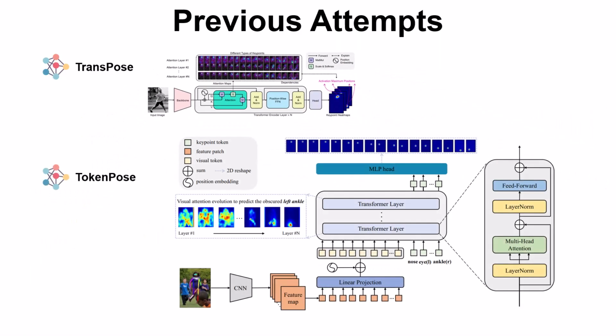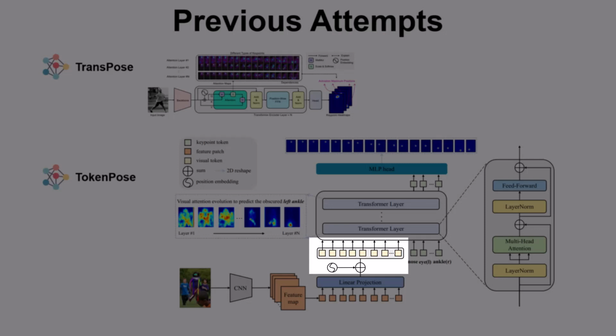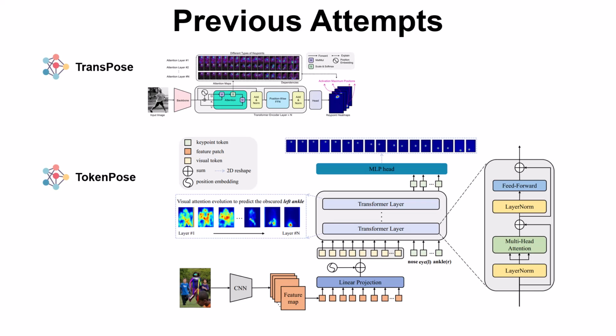The other attempt is TokenPose, and TokenPose is kind of similar. At first it uses a CNN just to extract some feature maps, but when we have a transformer encoder, in addition to the tokens which are coming from this image, they also include some random tokens which should kind of represent the missing key points. And by missing key points, I mean the occluded ones, which we cannot see from this image, and we expect the neural network to infer them.